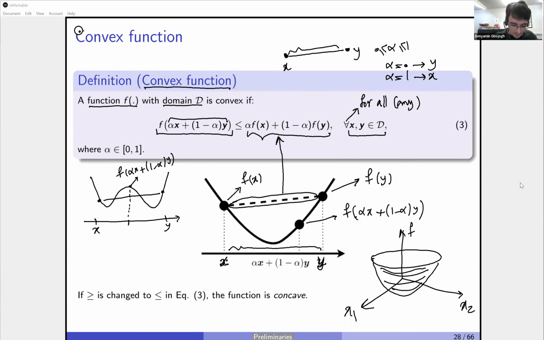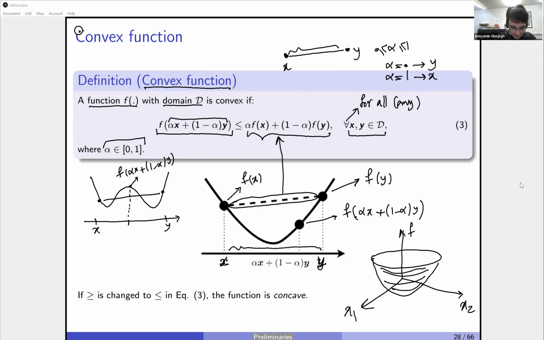So as you see here, this is a convex function, and this is obvious what it means. This is the definition of a convex function. Alpha is between 0 and 1, right? Because if alpha is less than 0 or greater than 1, it will be on these sides of the line. We want to talk about inside.